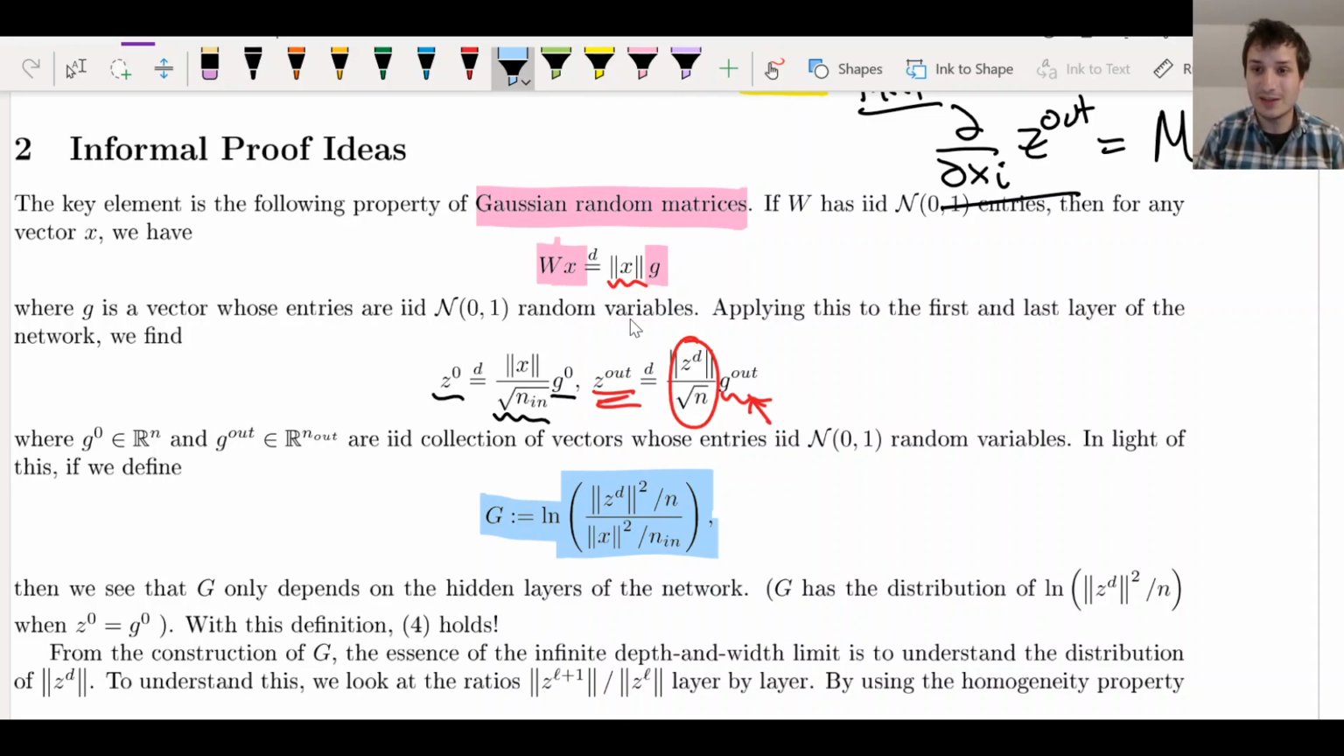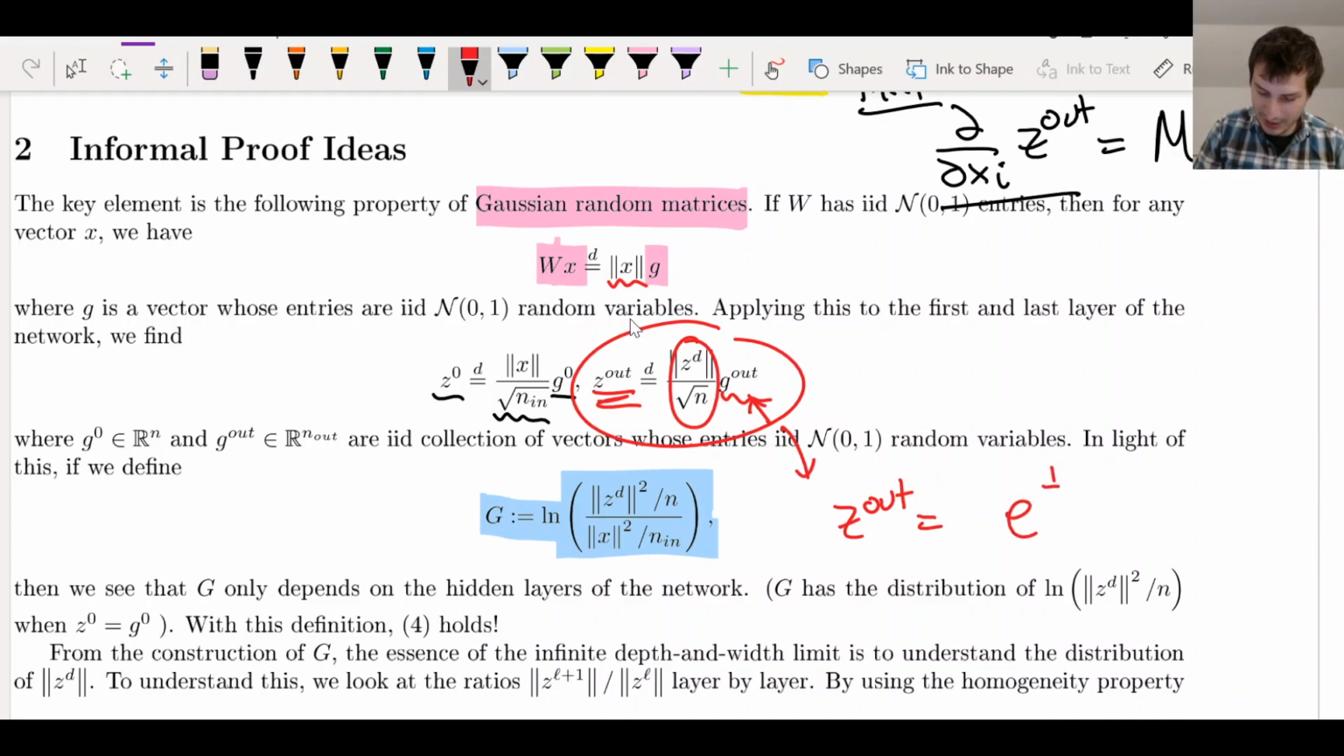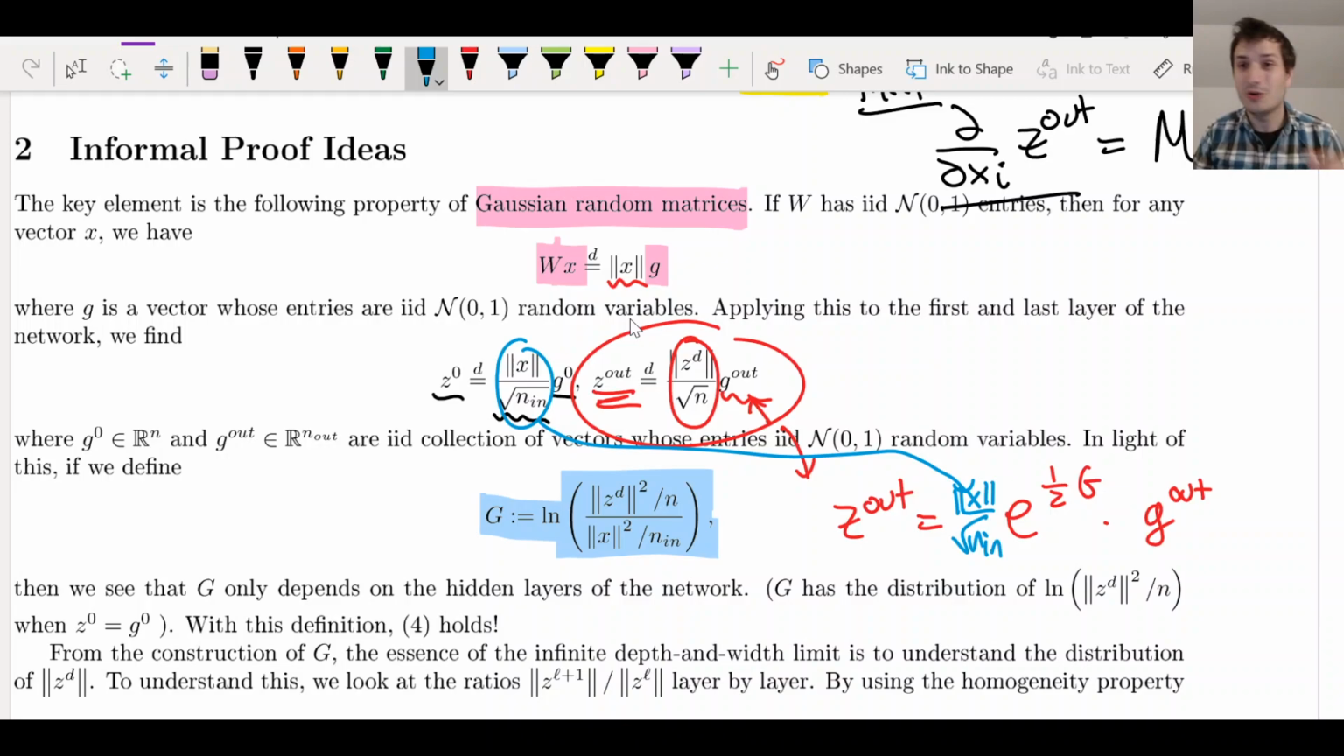So if G is defined like this, then this result here is saying precisely that Z out equals e to the 1/2 G times this Gaussian vector. And because of this factor over here, this also comes in to give a norm of x divided by square root of n. So the first fact is really just because of the first and last layer of the network, which are linear layers. Okay, so now we got to work on what is the distribution of G.